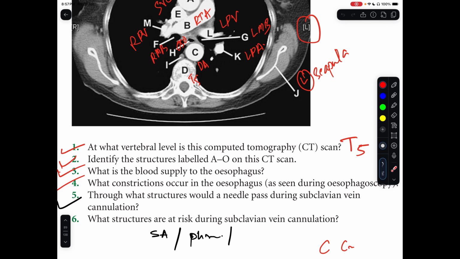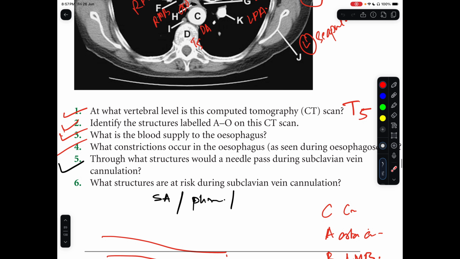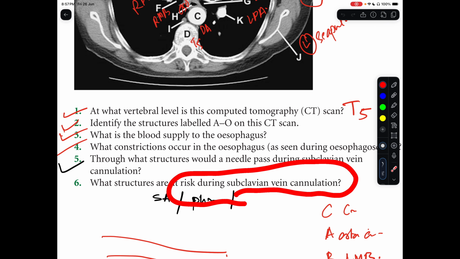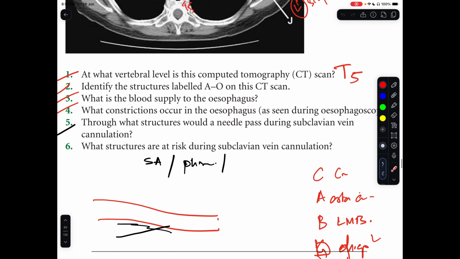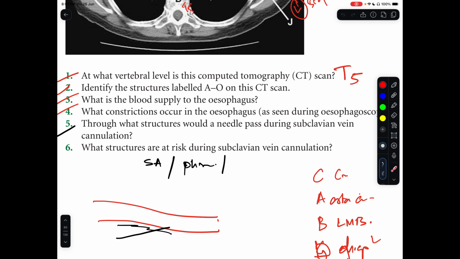What structures can be injured during subclavian vein cannulation? If you are trying to do cannulation of this vein, what structures? It can be the surrounding structures: subclavian artery, phrenic nerve, apex of the lung, thoracic duct.